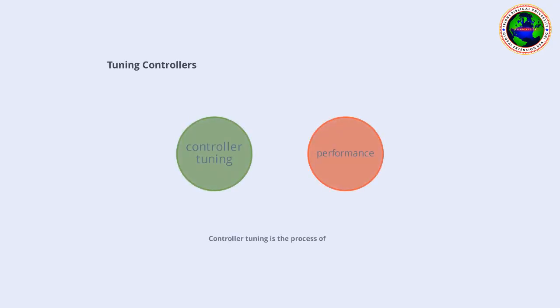Controller tuning is the process of adjusting parameters to achieve the best performance. This might involve changing gain values, response times, or other settings. Proper tuning ensures the system responds quickly and accurately to changes without overshooting or oscillating.